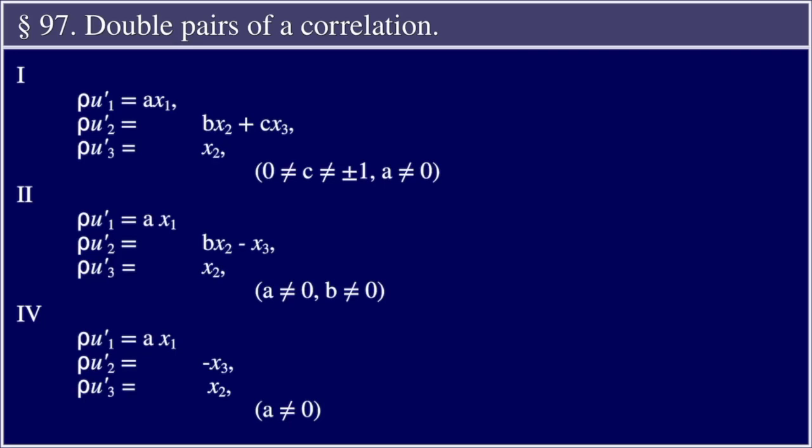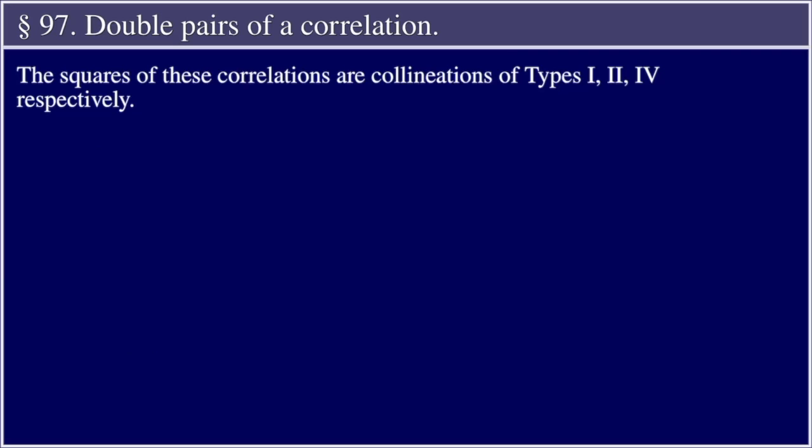Form 4. Rho u1 prime equals ax1, rho u2 prime equals negative x3, rho u3 prime equals x2, where a is not equal to 0. The squares of these correlations are collineations of types 1, 2, 4, respectively.